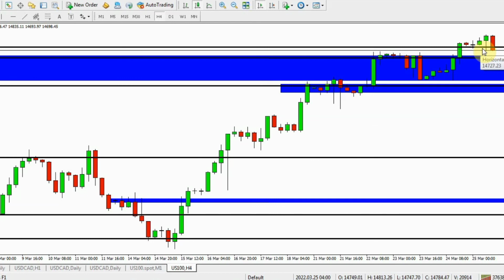Because during the day, the market spiked to the upside, and I was like, it's going to the moon. It didn't go to the moon. It went up to 20k and then came back down.